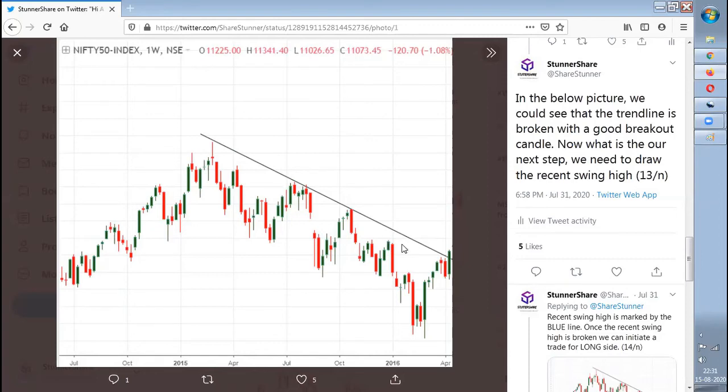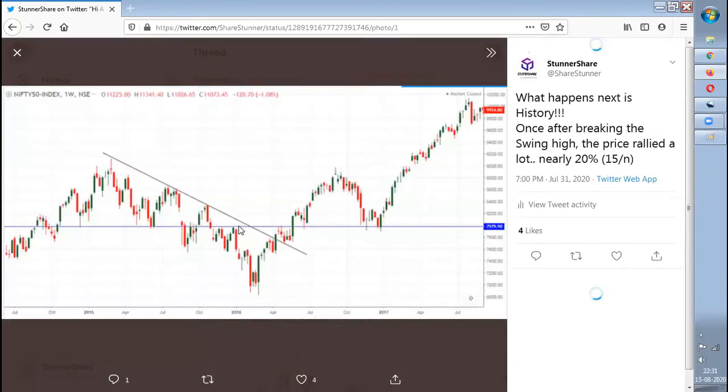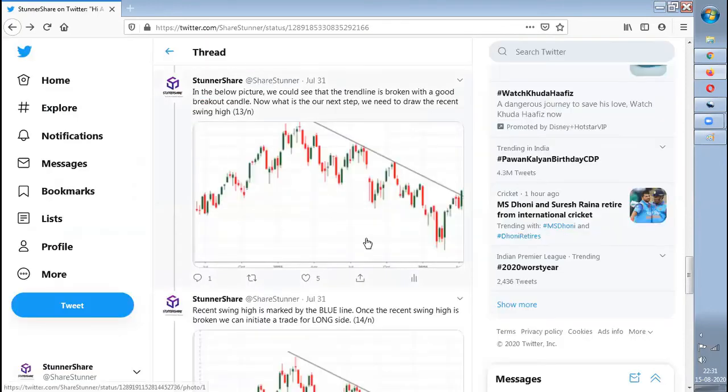So for example, this is the recent swing high which has been drawn, and once this line has been broken, we can initiate a trade for the upper side. For example, if you could see, this line was broken over here. If you had initiated a trade, see, from 7,980 we have reached 10,000 levels. Clear? So this is how you need to work on the trend line and trade.